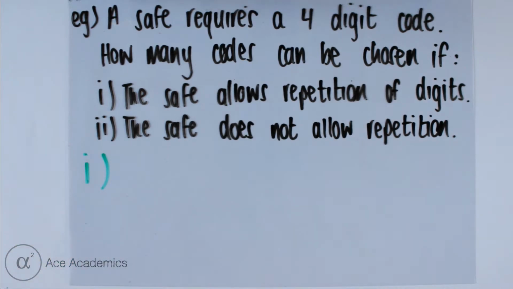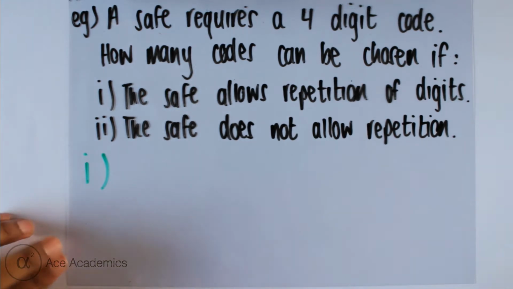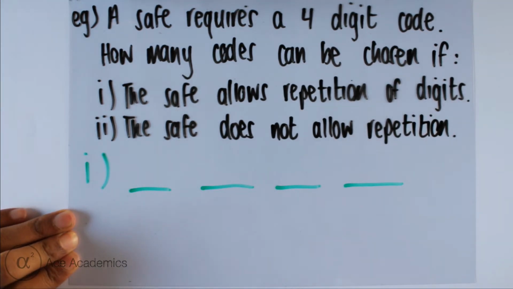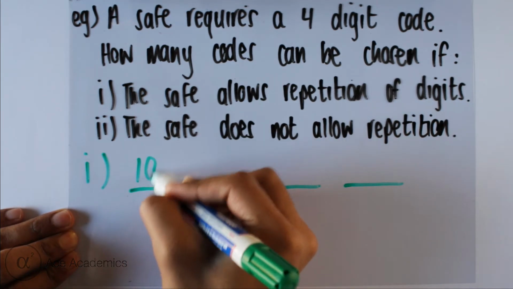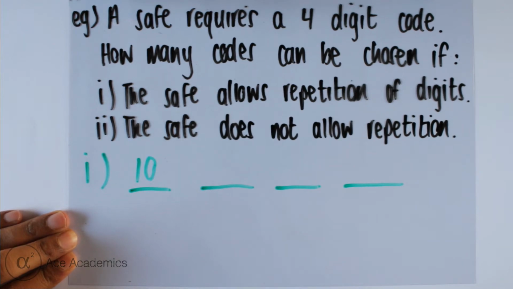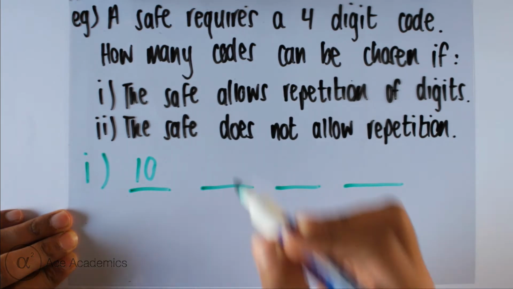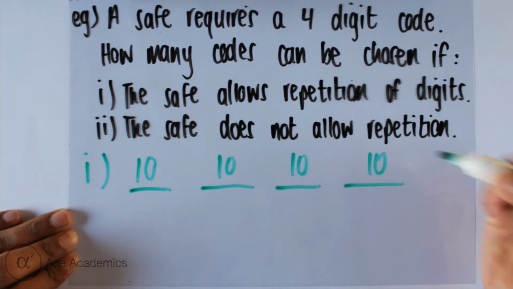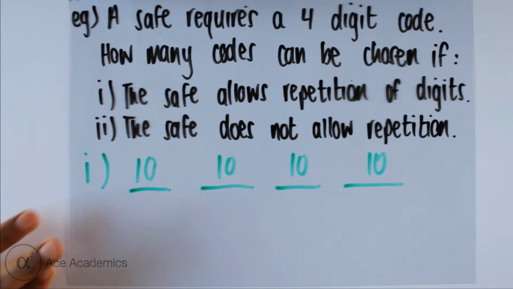And we know that we can choose digits from 0 right up to 9, which is a total of 10 digits. So if there's a 4-digit code, then in the first position, or the first digit for the code, there's a total number of 10 digits that can be used. For the second digit, there's also a total of 10 digits that can be used, 0 right up to 9. For the third space, there's also 10 digits, and likewise for the fourth space. So in each space in the code, there can be a total of 10 digits that can be used.